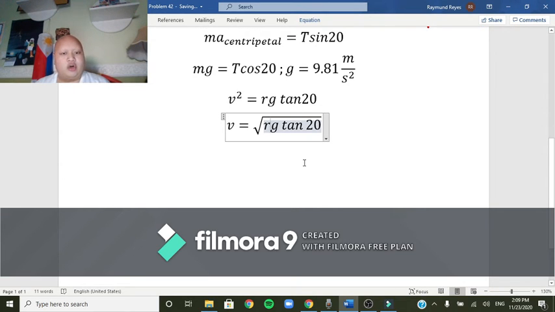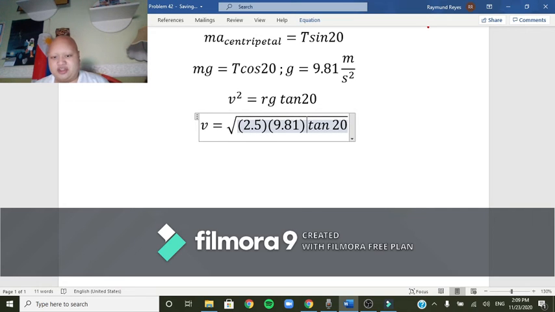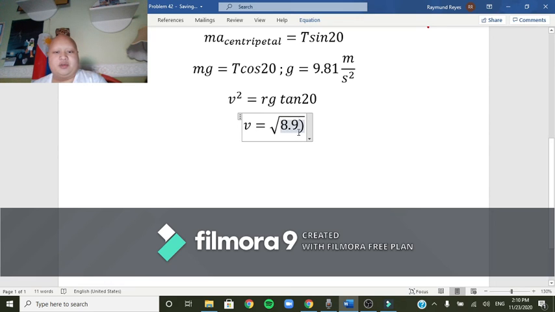To finally end this video, you have to plug in the numbers. So r is 2.5, g is again 9.81. And then the tangent of 20 degrees, make sure your calculator is in degrees, not radians, is about 0.3639702343, or just 0.36, to be a little more accurate. Now you multiply what's inside the square root, and you get 8.9.